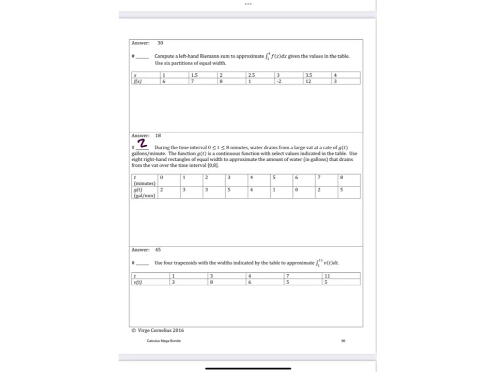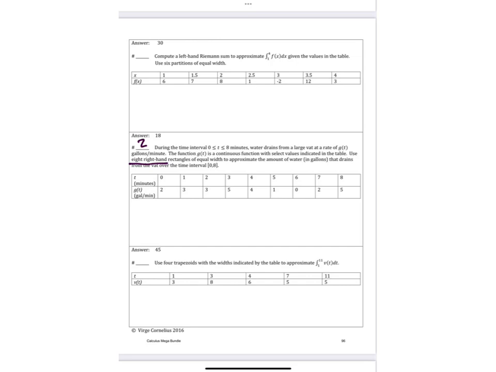Okay so far? It says during the time interval from 0 to 8 minutes. So again, B minus A is going to be 8. Water drains from a large vat at a rate of G of T gallons per minute. Function G of T is a continuous function. So as far as we can tell so far, this is the same as the first one. But now it says use 8 right-hand rectangles.